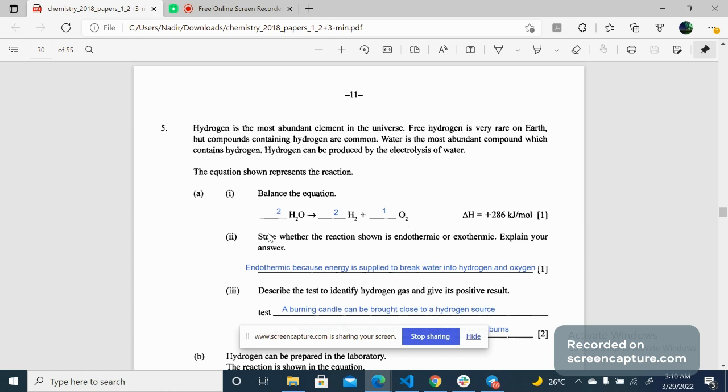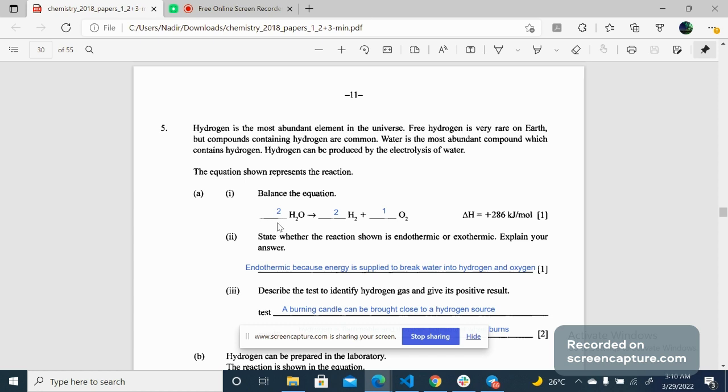If we just leave it like this, here we have two atoms of hydrogen, and on the other side we have two atoms of hydrogen. This is okay, but we have one atom of oxygen here. On the right side we have two atoms of oxygen. This is not balanced, so we have to balance it. We have to put some numbers in the blanks that make an equal number of atoms of hydrogen as well as oxygen on either side of the reaction.